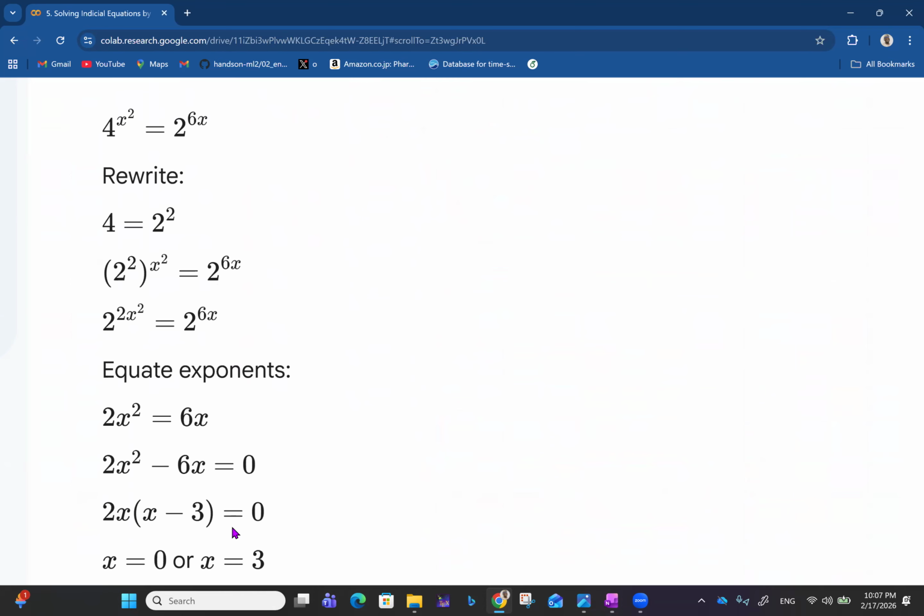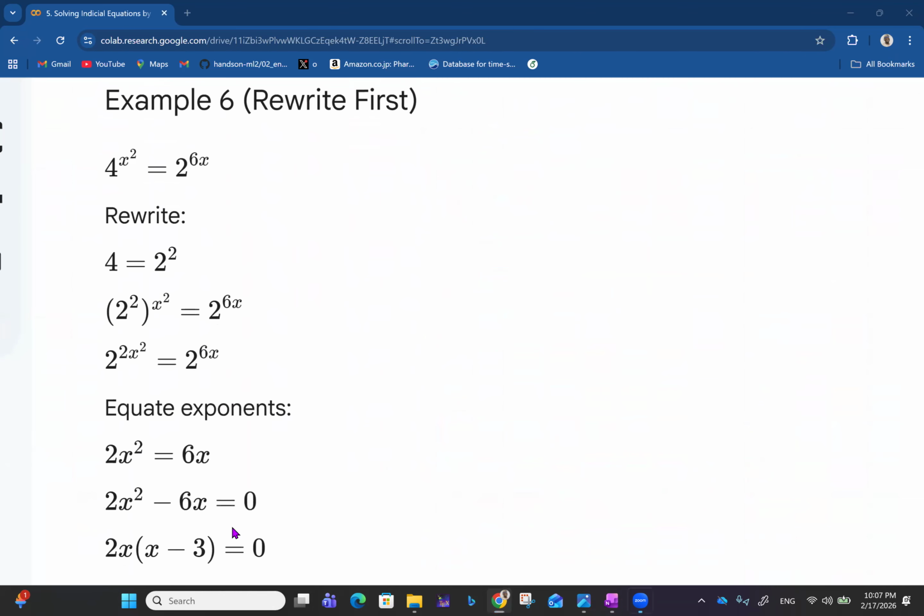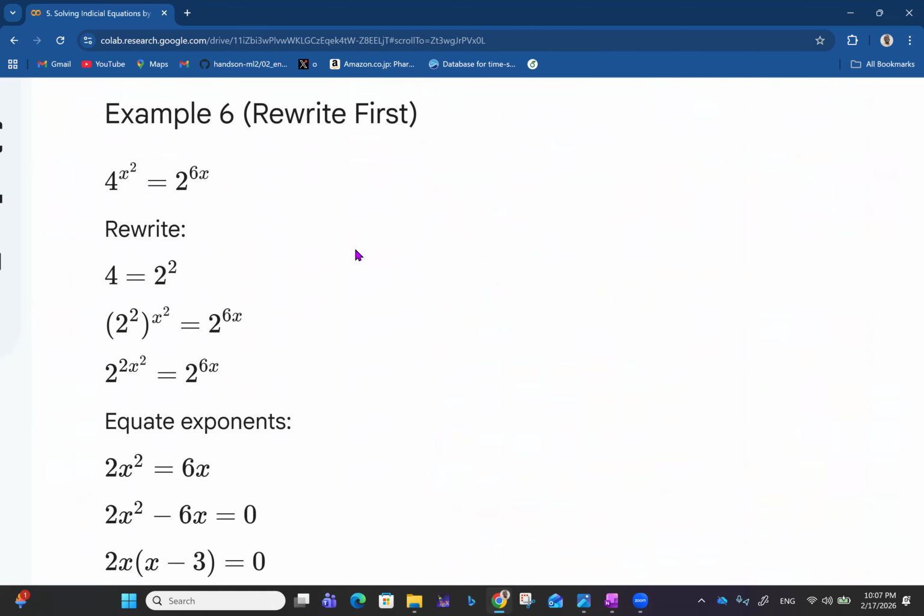Then for example 6 now, we may need to rewrite the base because the bases are not clearly the same, but we can rewrite.